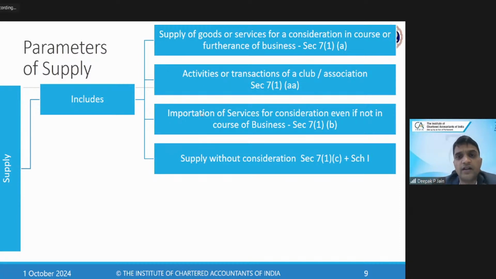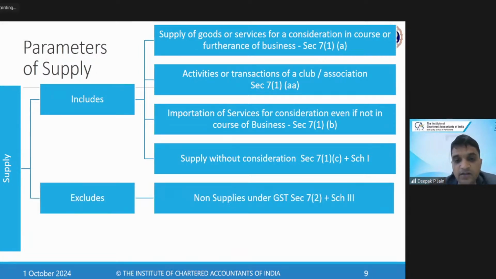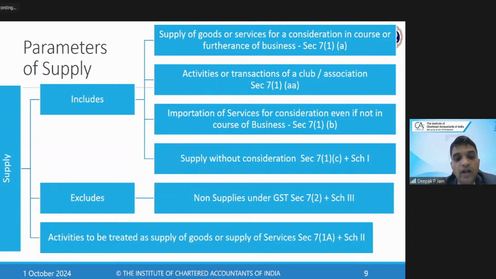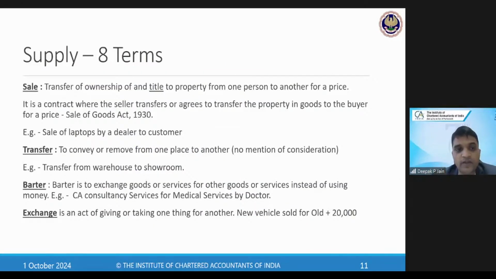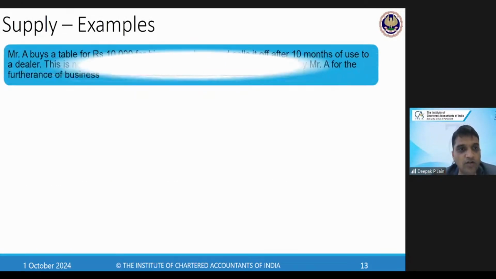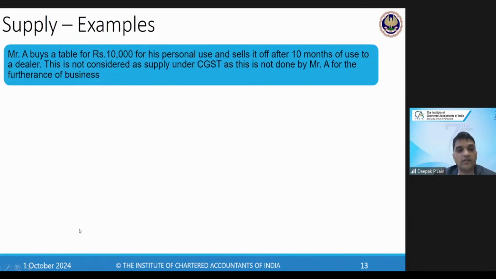So then we understood the concept of supply, right? What are the various limbs? It excludes Schedule 2, Schedule 3, which is there in Section 7.2, and activities to be treated as supply of goods or supply of services is given in 7.1A read with Schedule 2. We understood also the definition of goods and the definition of services. Then the 8 forms of supply, we are almost done with this. We have understood the various examples.